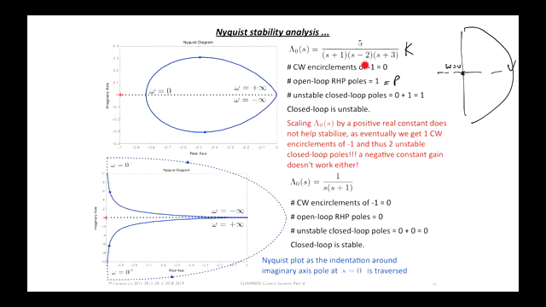Because we have an open loop unstable pole, we need an anti-clockwise encirclement of the critical point to achieve closed loop stability. There is no gain we can choose here, positive or negative, that makes this encircle the critical point one time in the anti-clockwise direction. So we can never just close the loop around this and get a stable closed loop. We would have to put some extra things that vary with frequency in order to get the required anti-clockwise encirclement of the critical point.